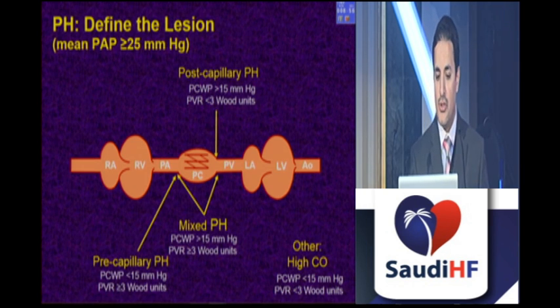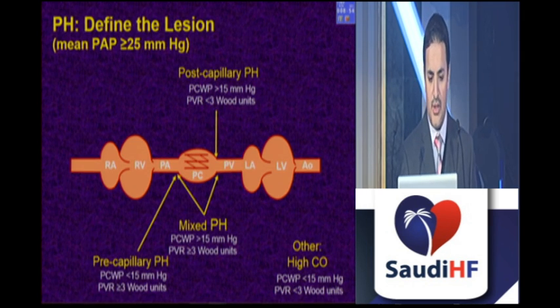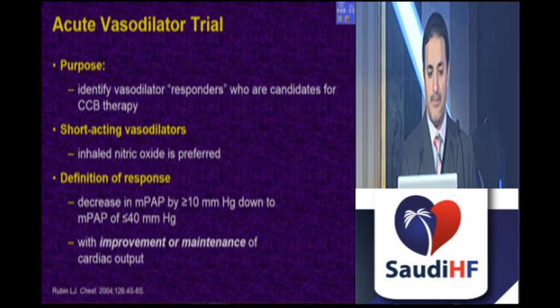So this diagram just basically shows you that depending on the site of the elevated pressures and the primary pathology, you can end up with pre-capillary pulmonary hypertension, post-capillary pulmonary hypertension, or even mixed pulmonary hypertension, depending on your wedge pressure as well as the calculated pulmonary vascular resistance.